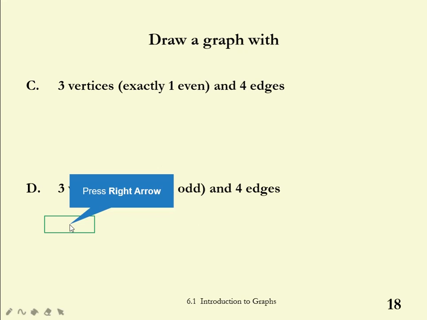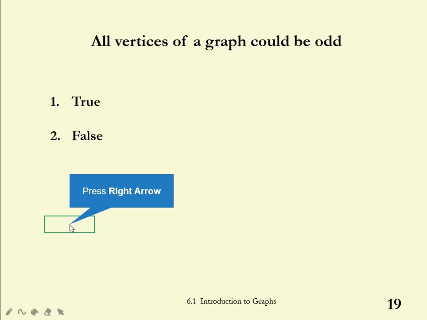We will discuss this. You have to be ready with these assignments in the next class. Again, draw the graph with 3 vertices, exactly 1 even, and 4 edges. Now, is it true or false? All vertices of a graph could be odd. True or false?